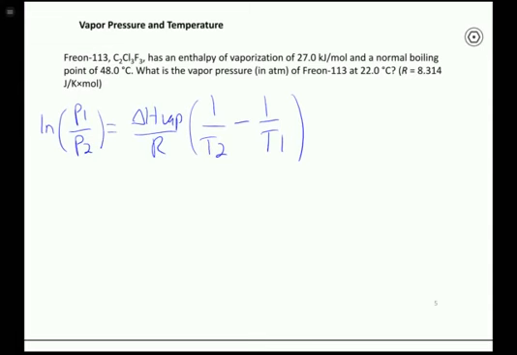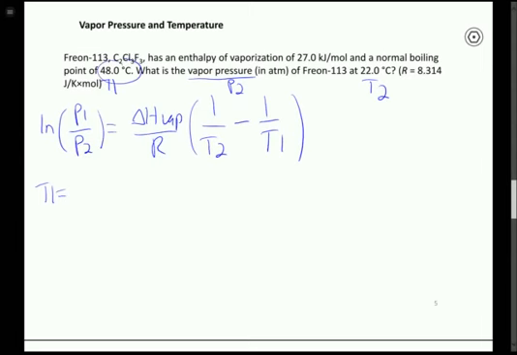So we need to assign P1, T1, P2, T2. It's arbitrary which one you choose as 1 and which one is 2, but they do need to pair up correctly. So if we call this T1, and we call this T2, what we're solving for is the new vapor pressure, which we'll call P2. So T1 is going to be this temperature here, 48 Celsius, which we need to convert into Kelvin for this to work. So this is another equation where everything has to be in Kelvin if we're using temperature. So that's 321.